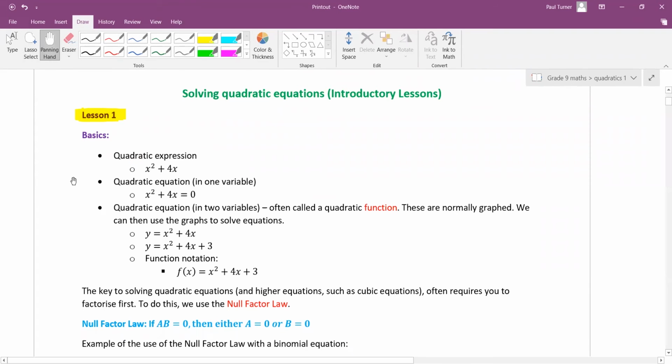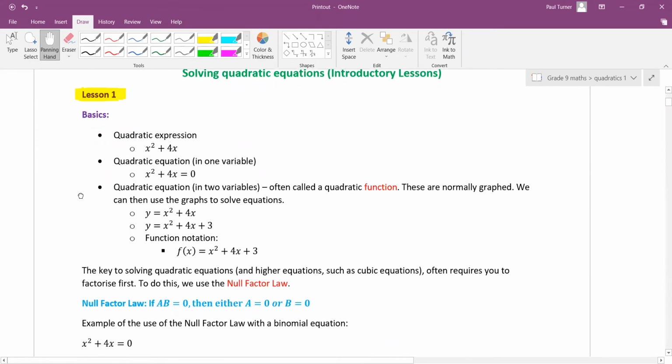Okay, so the basic ideas for quadratics. Now you've seen these before already when we did polynomials. Your first definition is a quadratic expression, and that will be written like this. So it will be x squared. You must have an x squared somewhere, plus a lower degree term. So x squared plus 4x, or it could be 2x squared minus 3. That's another one. We don't have to have the x term, okay?